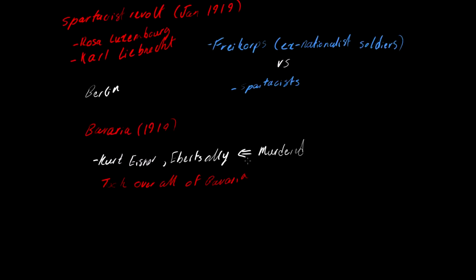So then we have Ebert, Friedrich Ebert. Obviously he's the president of the Weimar Republic. He sent the Free Corps to crush the revolt, and that resulted in over 600 communists being killed. 600 communists were killed.